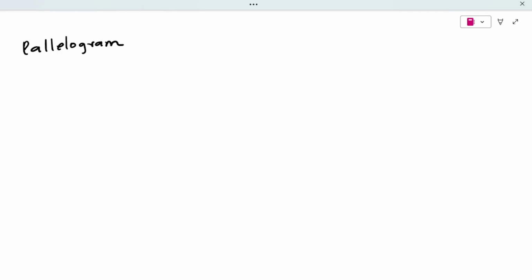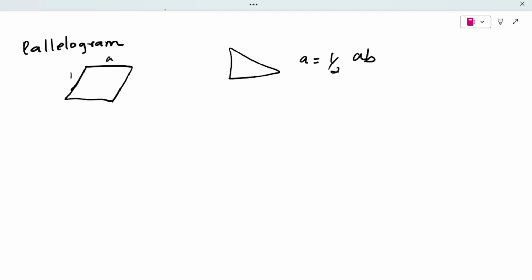So let's continue. This is the parallelogram. Do you remember how we found the triangle? I explained that the triangle is half of the parallelogram. So for the triangle, the area used to be a half AB, but for the parallelogram, this is A, this is B, it is going to be AB.